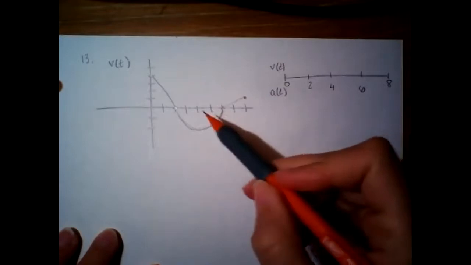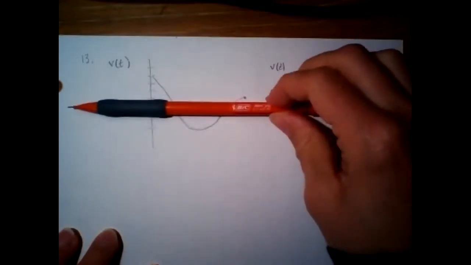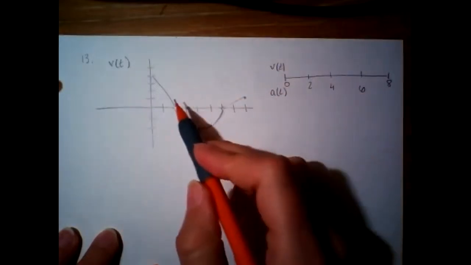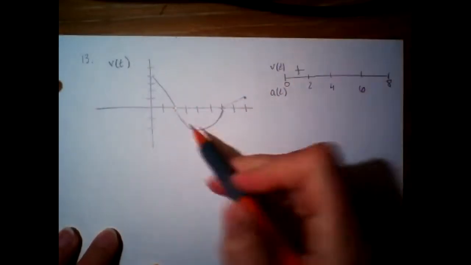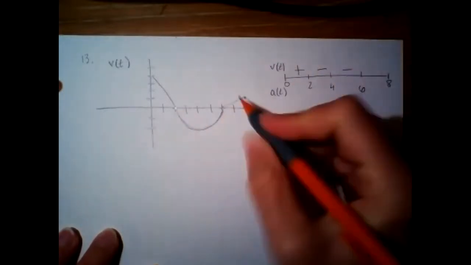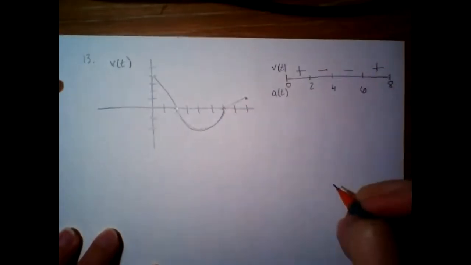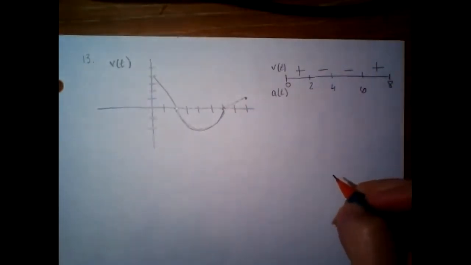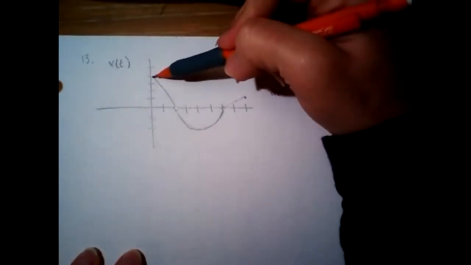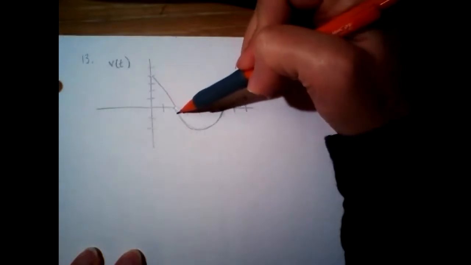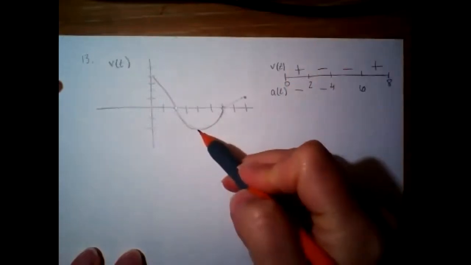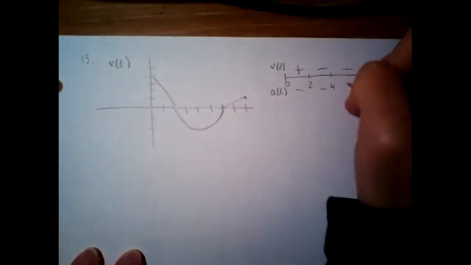And so since this is velocity, velocity is positive when this graph is above the x-axis and negative when it's below. So positive from 0 to 2, and then negative from 2 to 6, and then positive again from 6 to 8. And then acceleration is the slope of velocity. So now we're looking at increasing and decreasing. So acceleration is negative from 0 all the way until 4, and then positive from 4 to 8.